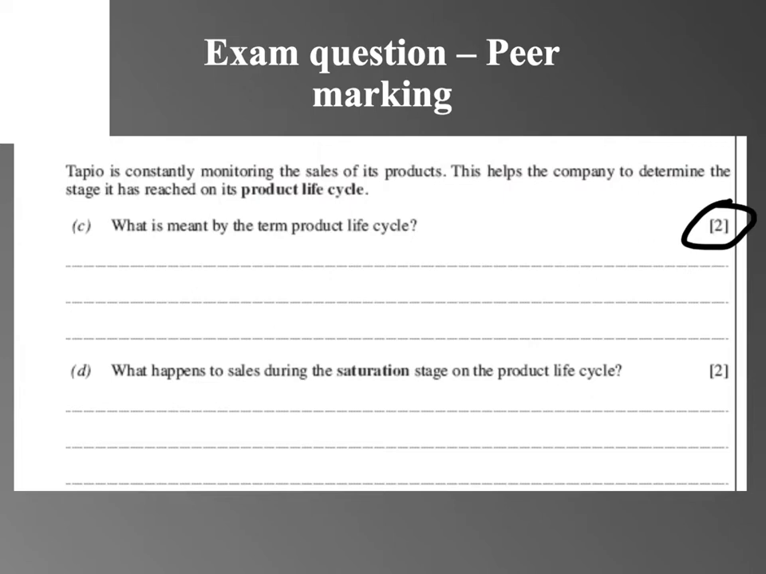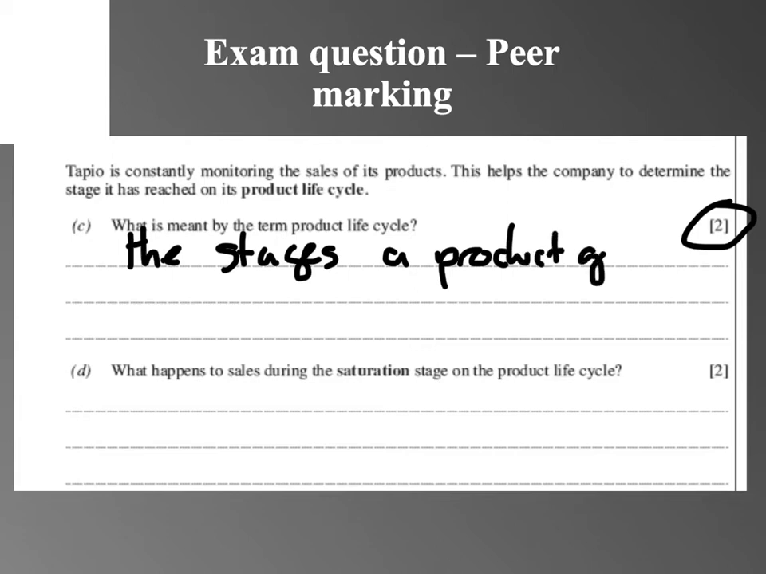Please do not be that person who just goes, the product lifecycle is the life cycle of a product. Just don't, right? So the product lifecycle is the stages. You start by saying the stages a product goes through. This is quite good handwriting. I can't spell through. Oh, that's embarrassing. The stage the product goes through.